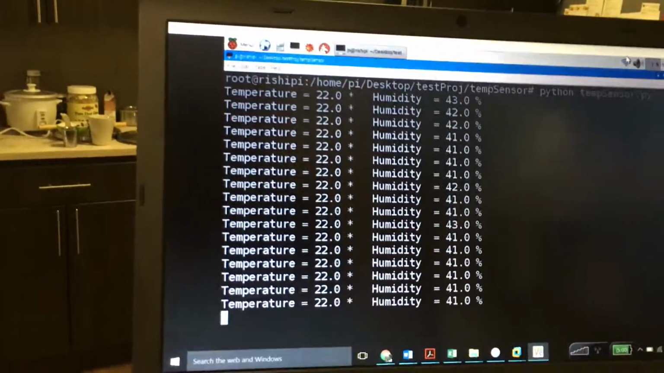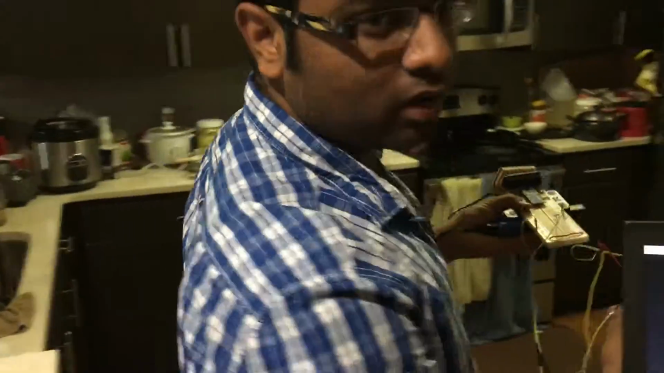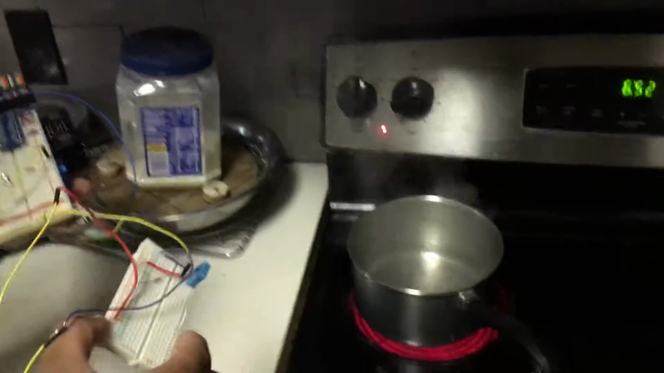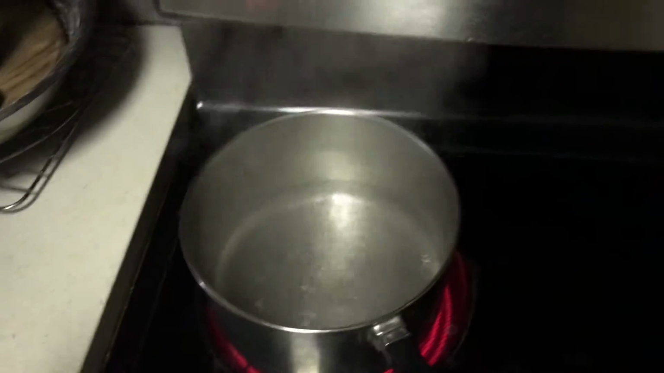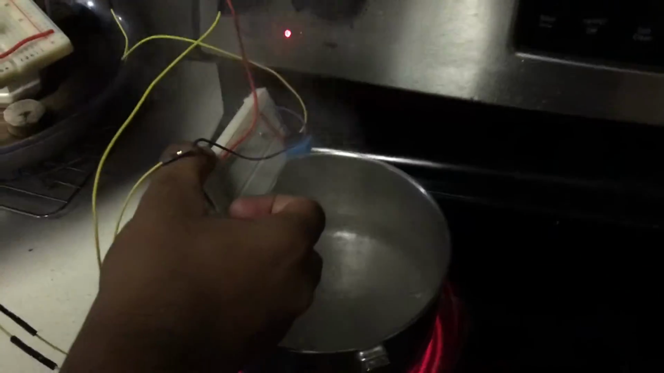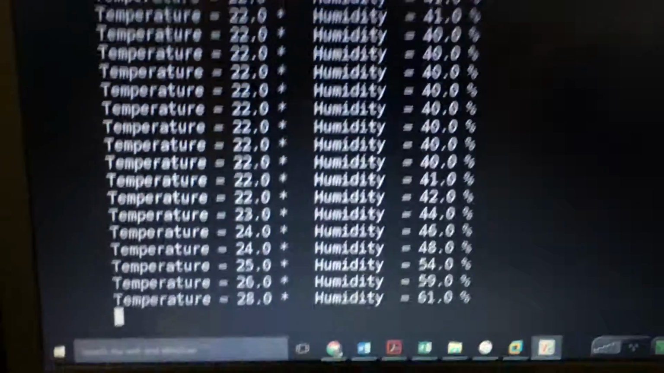Now I'll take this system into a higher temperature place. So this is boiling water. To simulate a higher temperature, we are doing this just so that we get a value of how it's changing. We are just testing the temperature sensor.